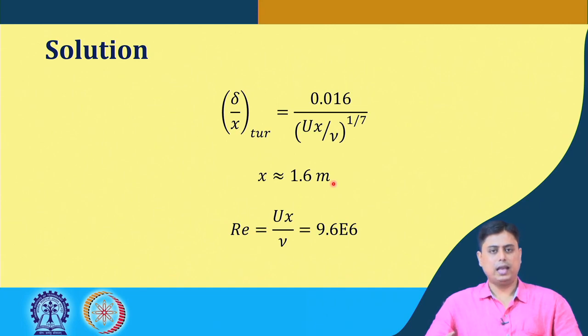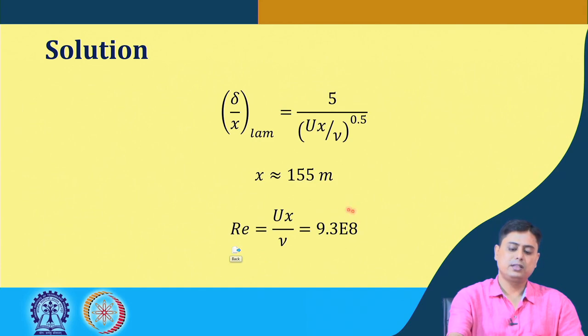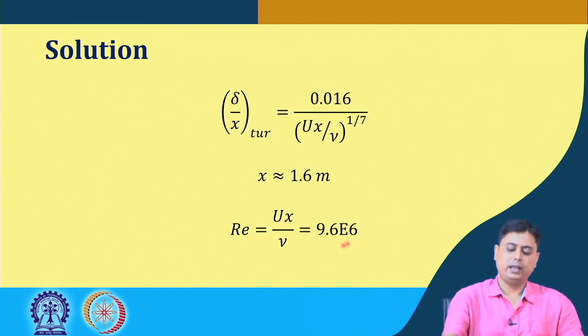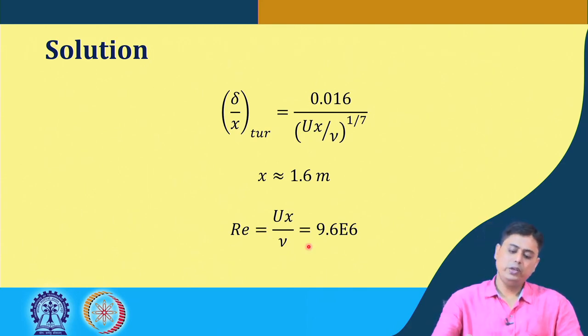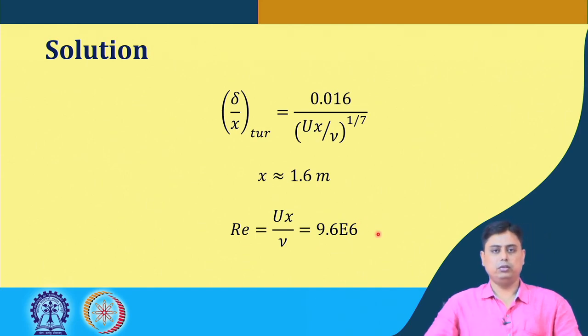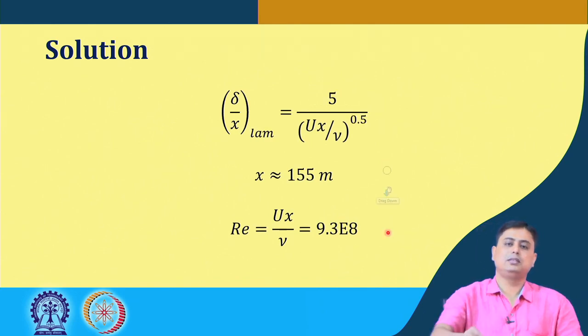We calculate back the Reynolds number based on this x, and we see that the Reynolds number in this case is again around 10 to the power 7, in the magnitude of 9.6 into 10 to the power 6. This is definitely greater than 10 to the power 6, and this is definitely a turbulent condition, which we have calculated rightly. So, the mismatch between the theory and the calculation is eliminated by this assumption.